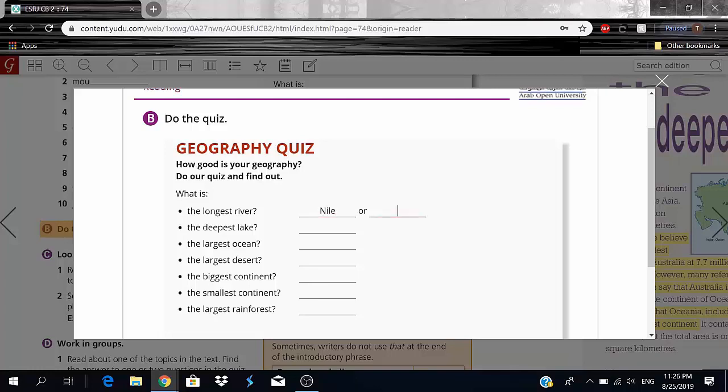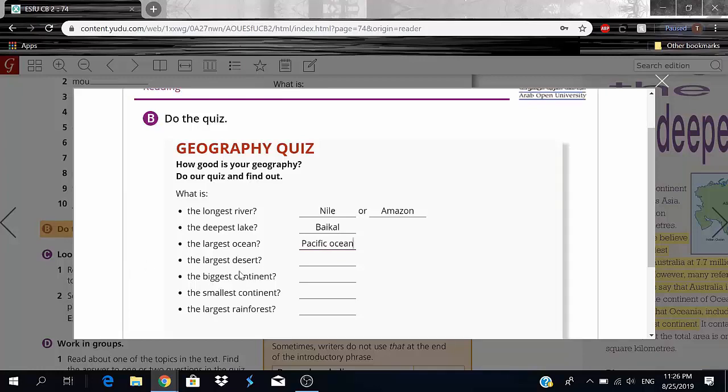Nile and Amazon. Okay, and then we have, what's the deepest lake? It's Lake Baikal in Siberia. So we'll just write that down, Baikal. Then we have the largest ocean. This one's known. It's the Pacific. So Pacific Ocean. Then we have the largest desert.